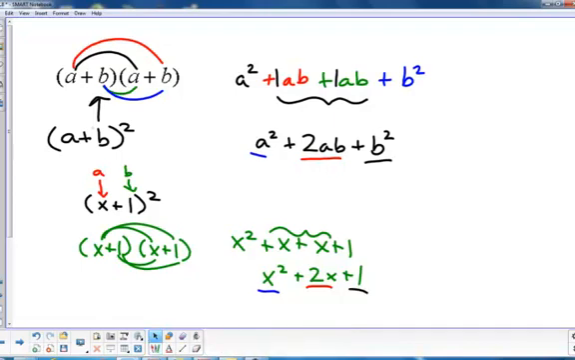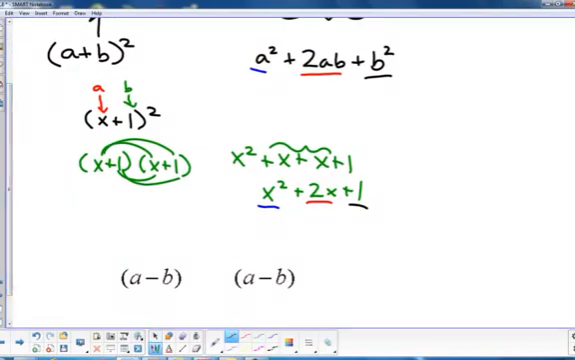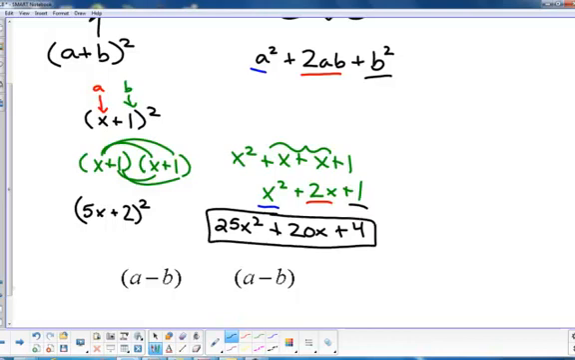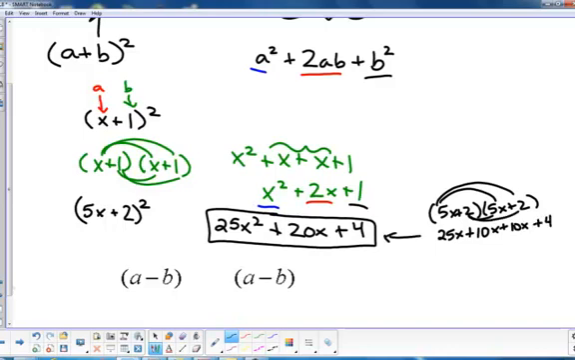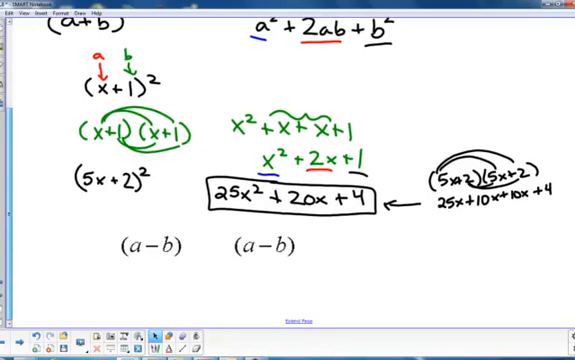So if you get something harder like 5x plus 2 squared, the first thing is the a squared, which is going to be 25x squared. Then 2 times a times b, so 2 times 5x times 2, which is 20x, and then b squared, which is 4. Personally, I would just always double distribute it. So if you want to look at the double distribution method, 25x squared plus 10x plus 10x plus 4. Same thing, no need to memorize a thing. Just know that it always gives you the same pattern.